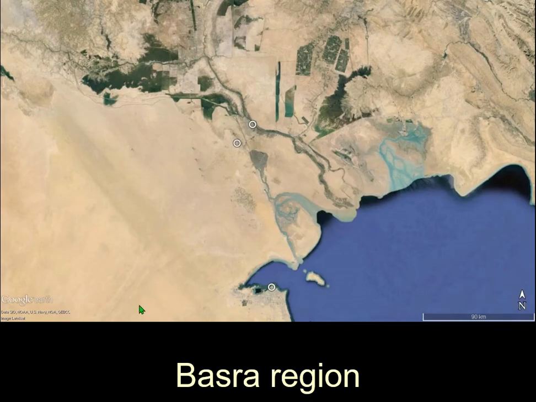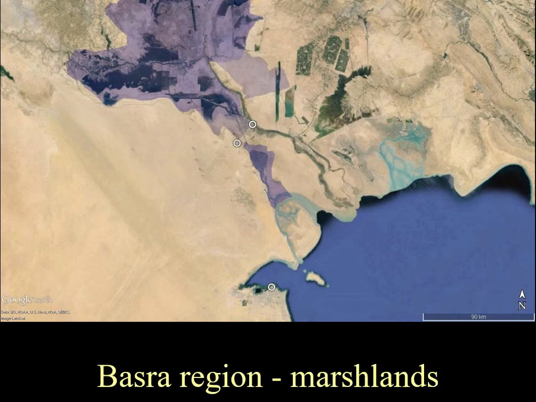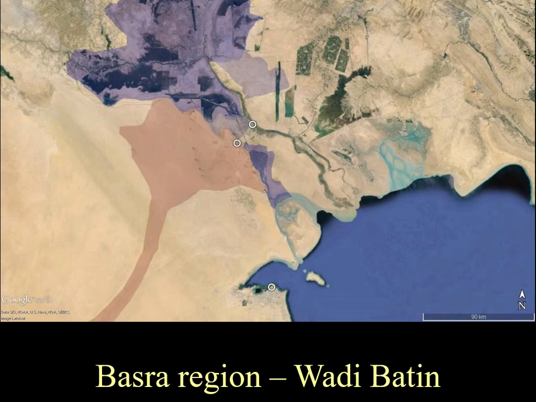So this is the area of Basra. This is modern Basra, which in pre-Islamic times was known as Abullah. This is the town of Azubair, which is actually the site of Basra when it was founded. These are some marshes. This is actually from a map from the 70s of areas that could be flooded. May have been more than this in ancient times, of course.